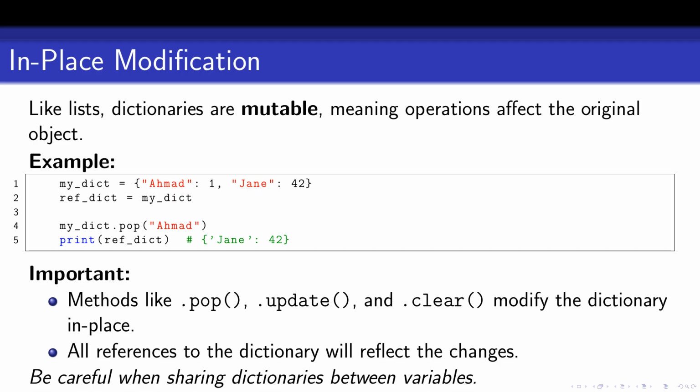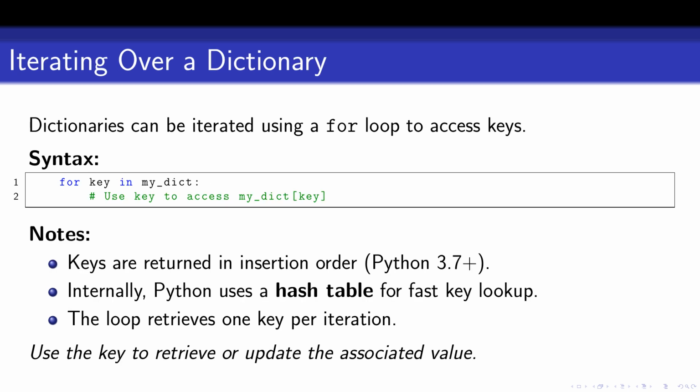You can iterate over a dictionary using a for loop, which retrieves one key at a time by default.